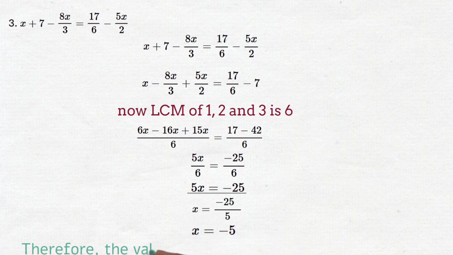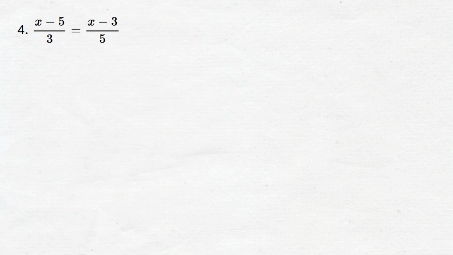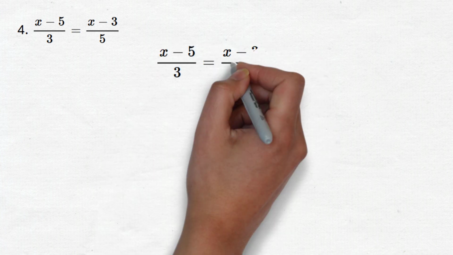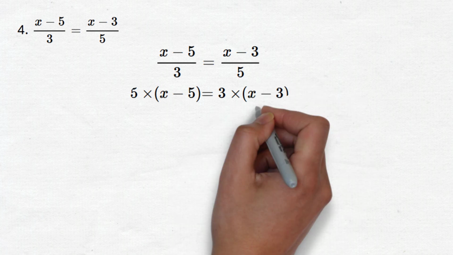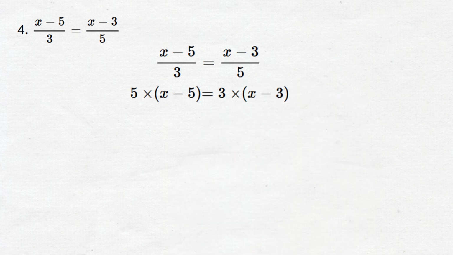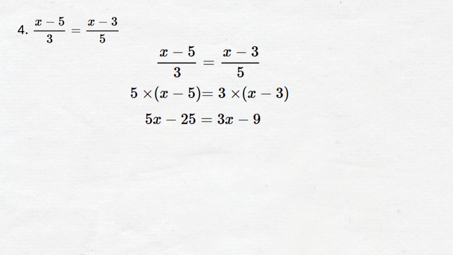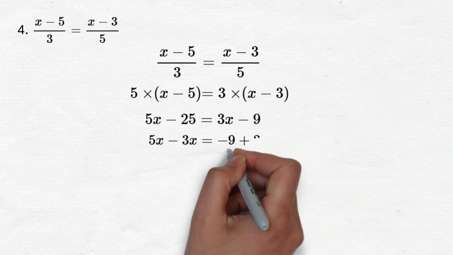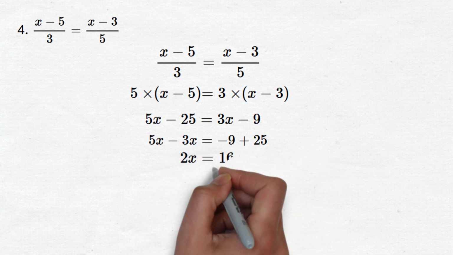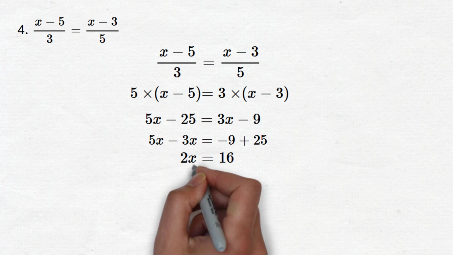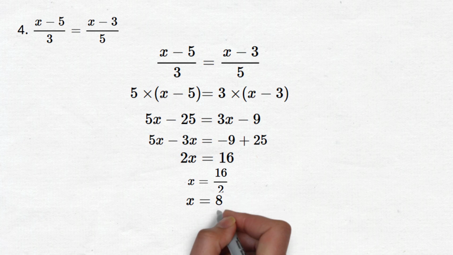Question 4 is (x minus 5)/3 equals (x minus 3)/5. 5 into (x minus 5) equals 3 into (x minus 3). 5x minus 25 equals 3x minus 9. 5x minus 3x equals minus 9 plus 25. 2x equals 16. x equals 16/2. x equals 8. Therefore, the value of x is 8.